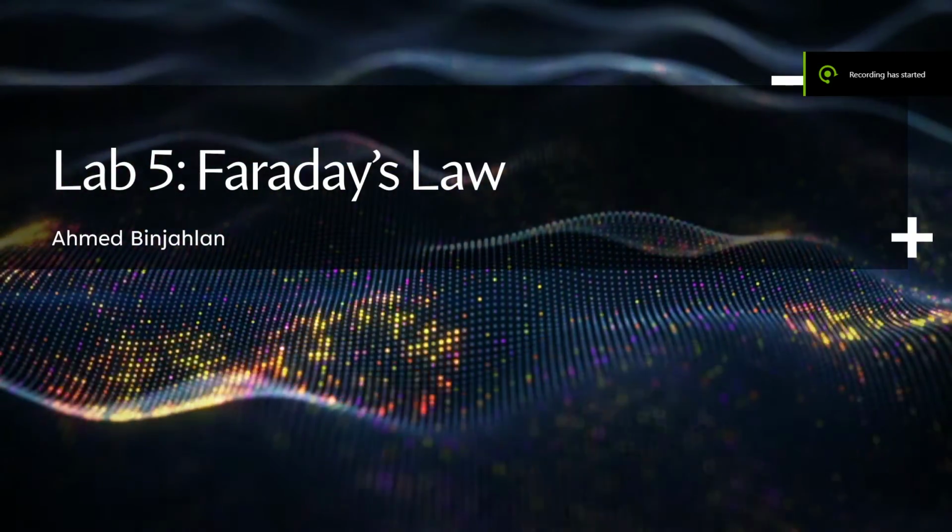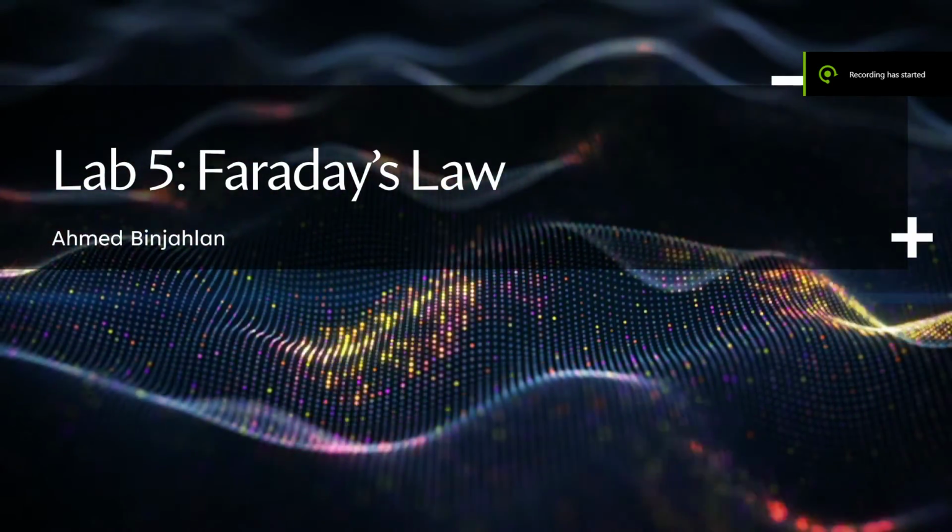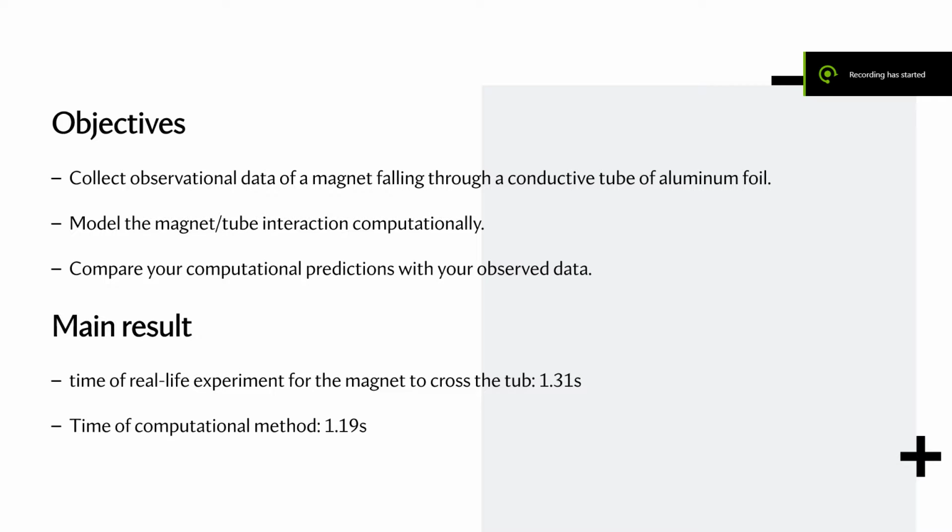Hello. In this lab, we will talk about Faraday's law. Our objectives in this lab are to collect observational data of a magnet falling through a tube of aluminum foil, model this interaction between the magnet and the aluminum foil computationally, and compare those two results. Our main result in this lab is to find the time for the magnet to fall into the tube and get out of it.